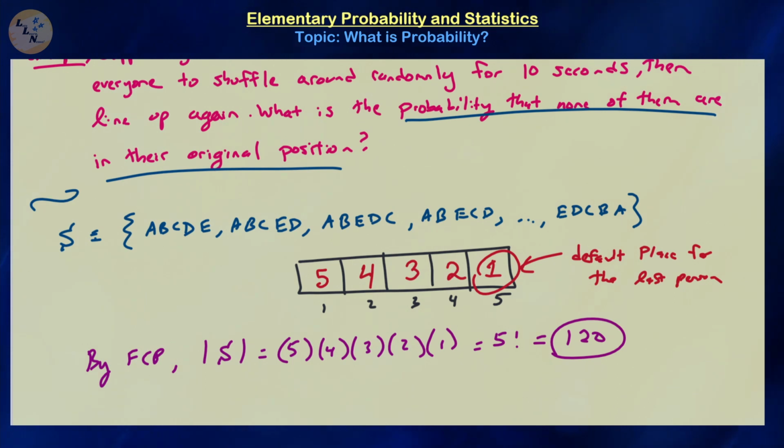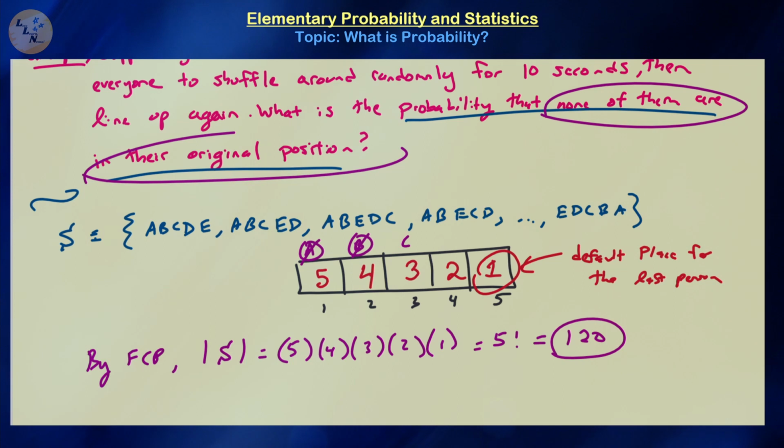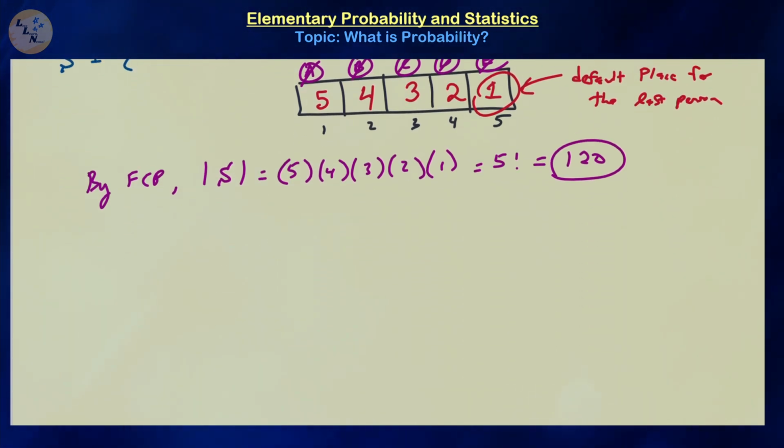So this is the sample space, the set of all possible rearrangements. Now let us look at all of the rearrangements that we are actually interested in, particularly where they're not in their original position. So A cannot be here, B cannot be here, C cannot be here, D cannot be here, and E cannot be here. So how many rearrangements? For example, the backwards permutation is not allowed. Even though E, D, B, and A are not in their original position, C hasn't moved, right? So that's bad.